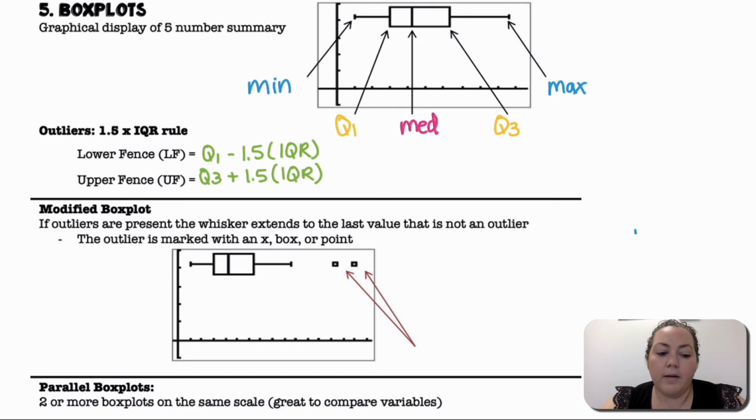A modified box plot is one where, if there are outliers present, they are distinguished. And a parallel box plot is two or more box plots using the same scale that you can use to compare. A lot of times you'll have collected data on 3 different things, so maybe freshmen, sophomores, and seniors, and you have their data stacked on top of each other. So you can see how it differs, but using the same scale.